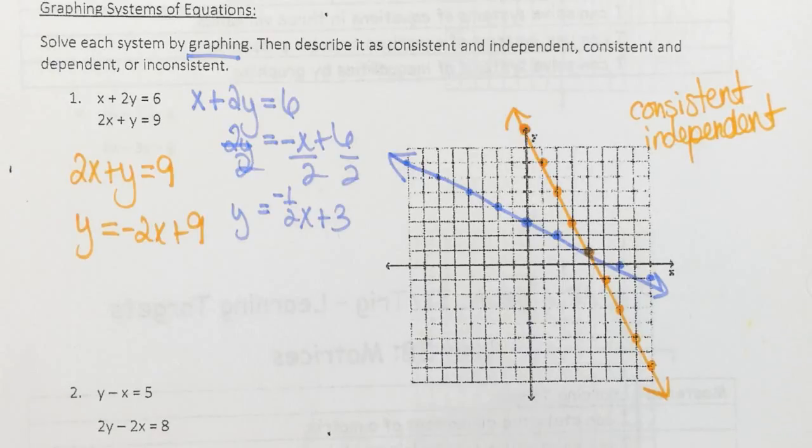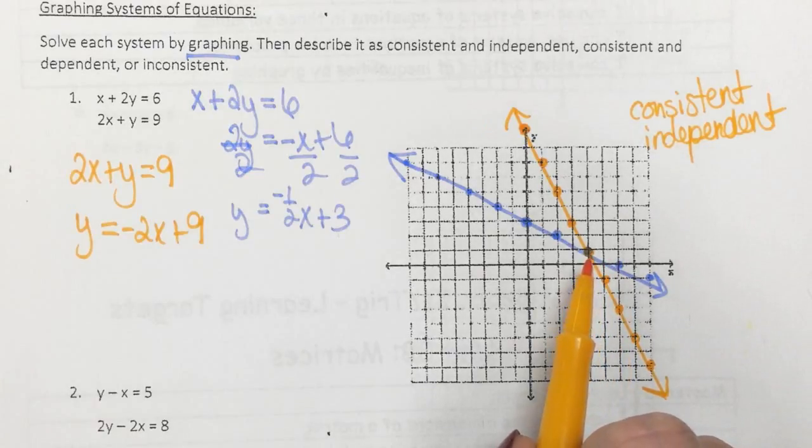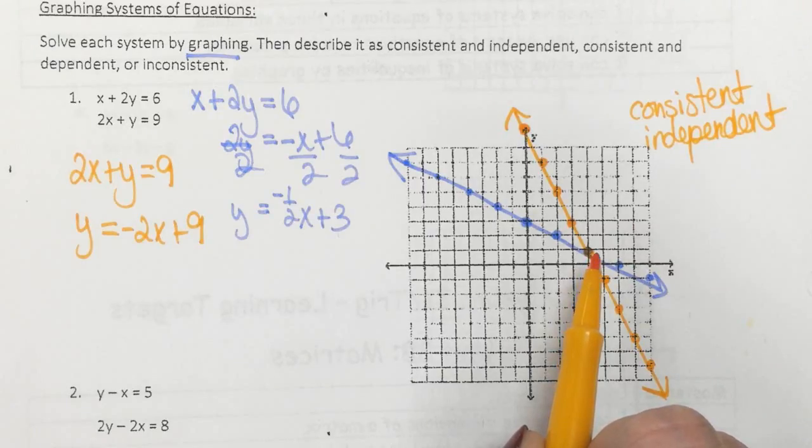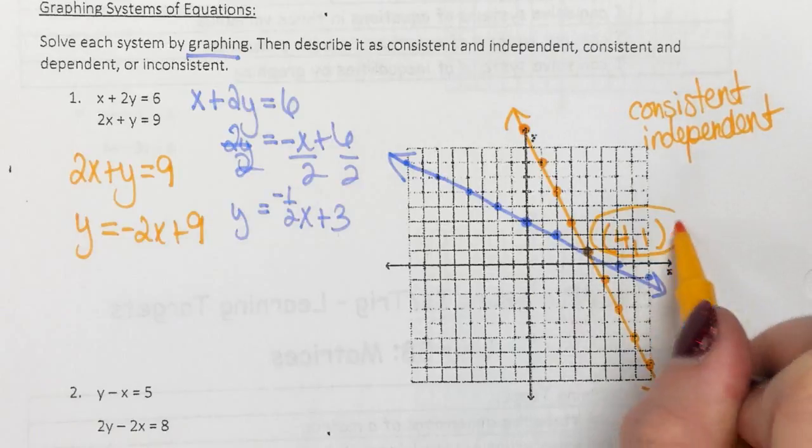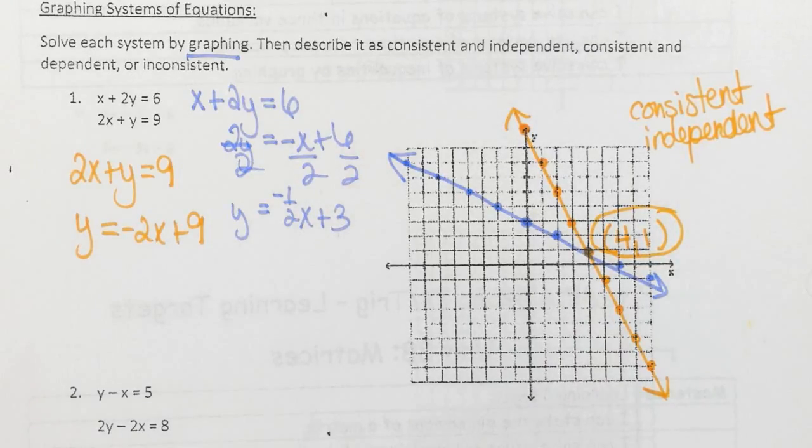But the thing is, on the ACT, they don't always ask you about consistent and independent. They want to ask you about the solution. So what's the solution where they cross? It's 4 and what? 1. So that is normally how the ACT will ask you the question. That way it gives you the opportunity to either graph it, to do substitution, or to do elimination, whichever one you like doing. All right, let's go to the next one.